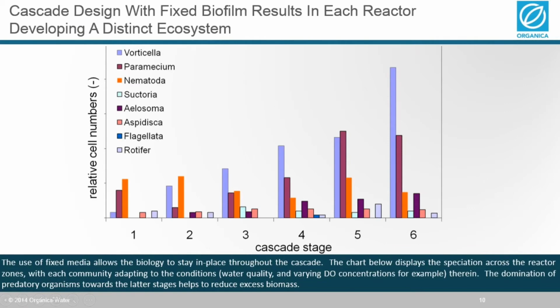So if you look at a speciation across each of the reactor zones, which we've done, you'll see differences based on the loading rates in the zone, the nutrient content, the dissolved oxygen content, and other variables that allow the species best adapted to that condition to proliferate and therefore become predominant in the system.